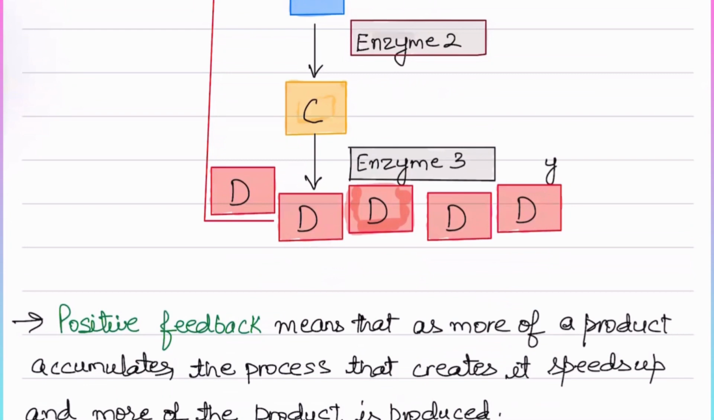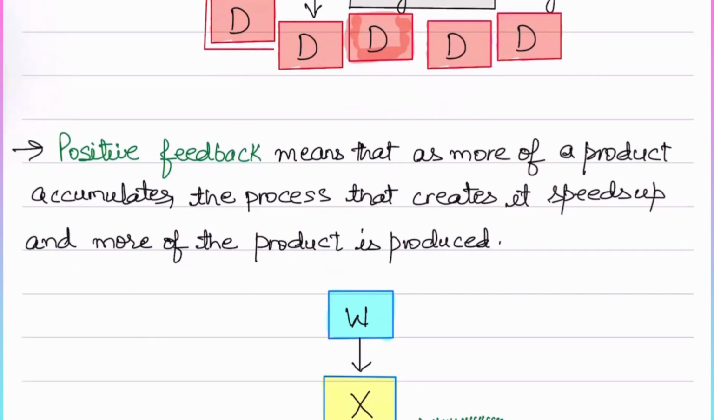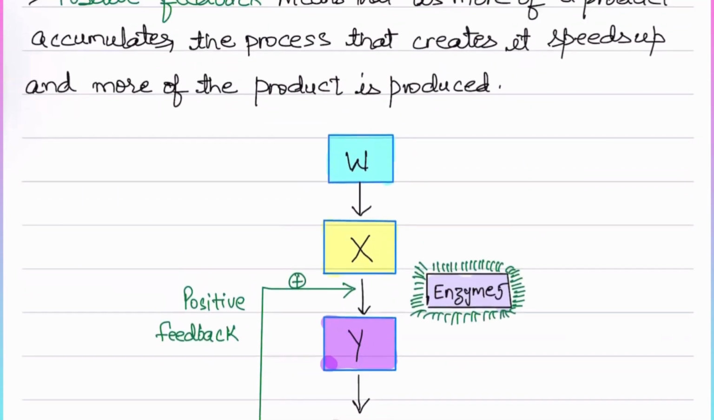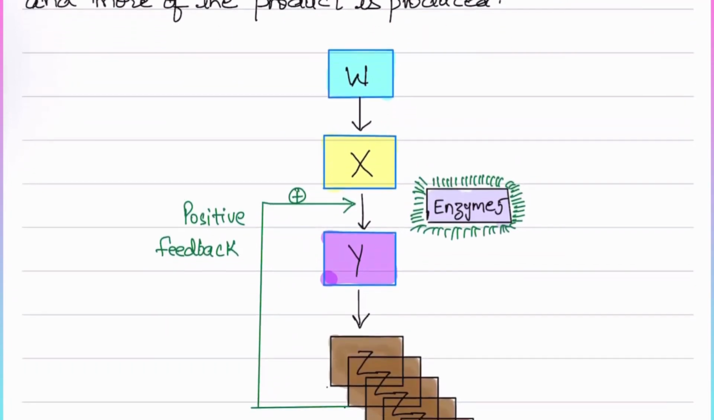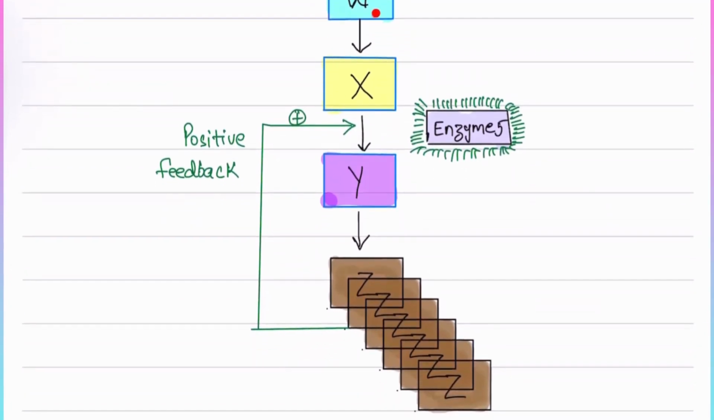Moving on to positive feedback. Positive feedback means that as more of a product accumulates, the process that creates it speeds up and more of the product is produced. This is a stimulatory effect. For example, W gives rise to X, X gives rise to Y with the help of enzyme 5, and Y gives rise to Z. Now, as more of Z is produced, it will overstimulate the process. It will give positive feedback to enzyme 5 so that more of it is produced.